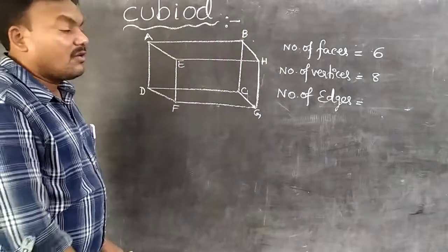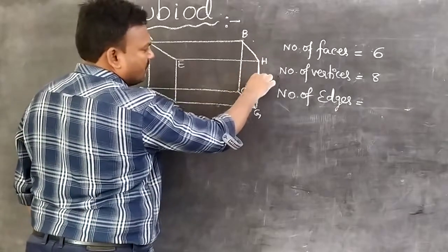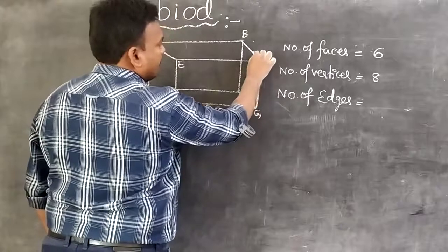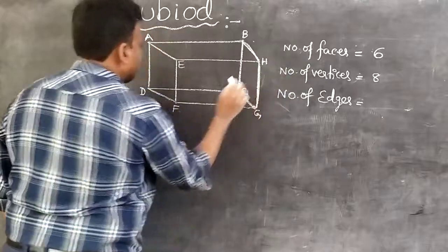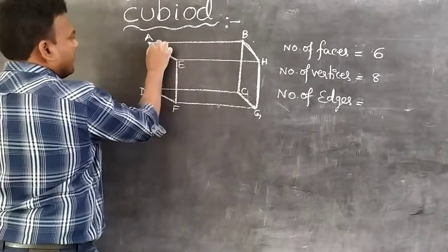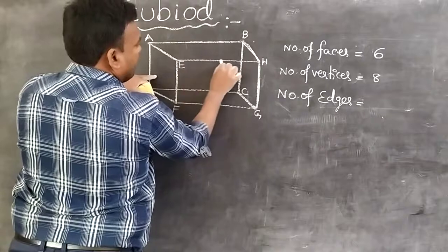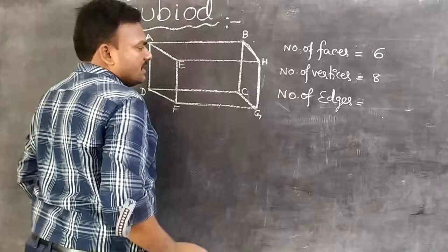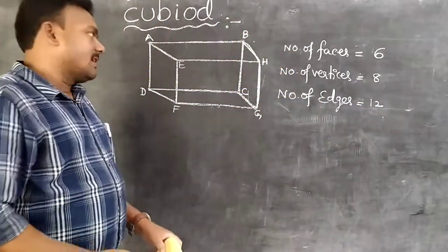Next, number of edges. Edges are nothing but the borders. Simply we have taken lines. So observe here: 1, 2, 3, 4. Complete this side. Next, 5, 6, 7, 8. Completed. Next one, 9, 10, 11, and also 12. These are the edges.